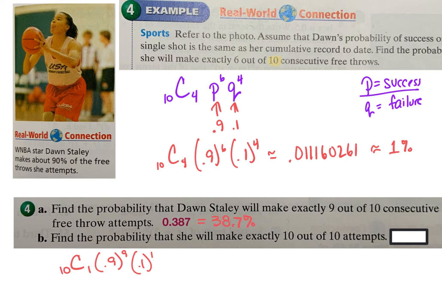All right. And then for 10 out of 10, combination of 10 things taken 0 at a time, 0.9 to the 10th power, 0.1 to the 0 power. When you do that, it's a little bit less. You should get 0.349 or 34.9%. And I didn't look at the rounding there, if that rounded up.